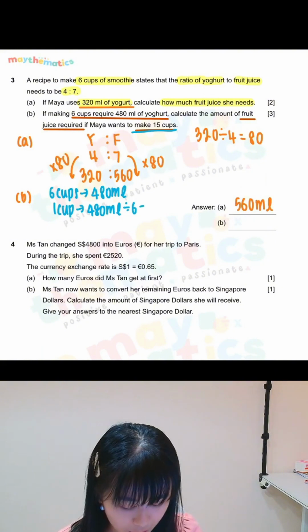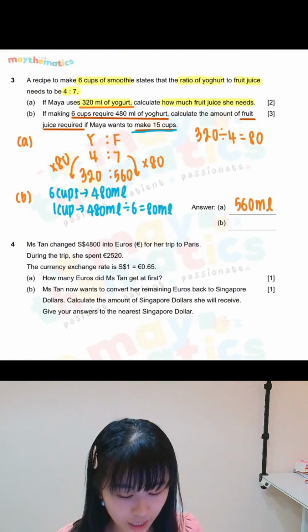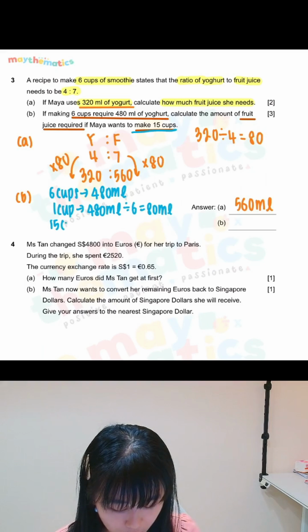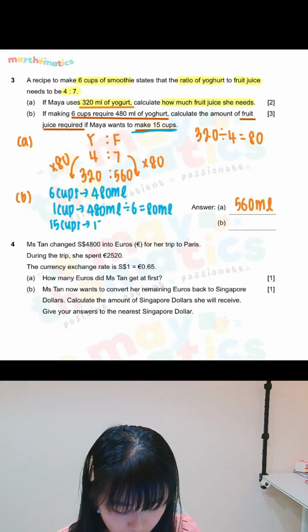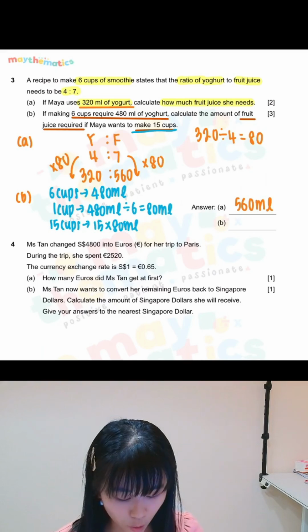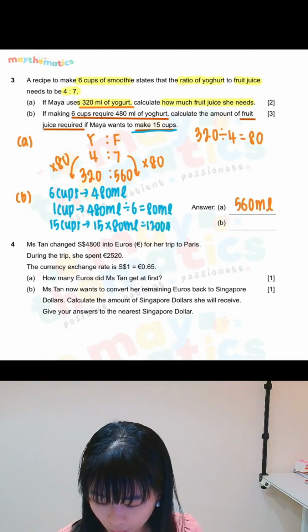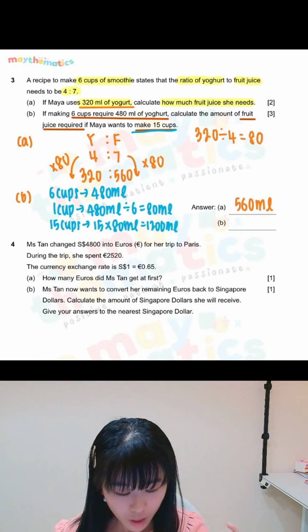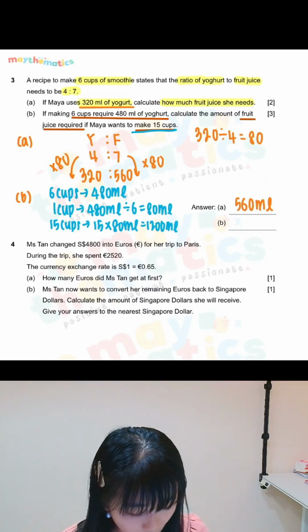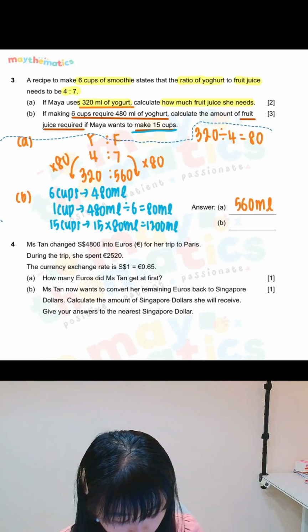You get 80 ml. And then you go and find 15 cups. It will be 15 times 80 ml, and that will give you 1200 ml. Okay, so from here, we are almost getting closer to the answer.